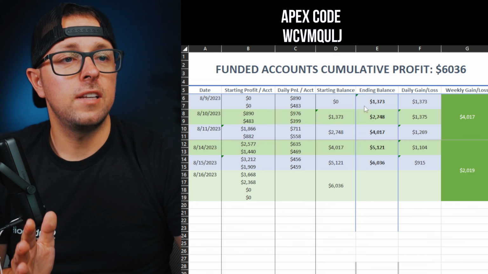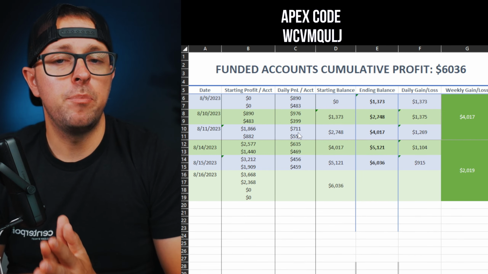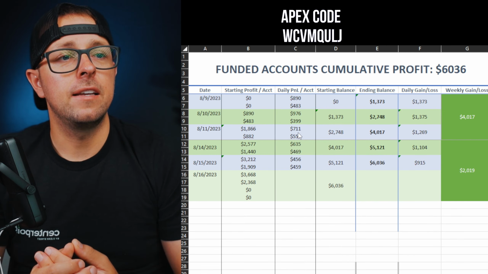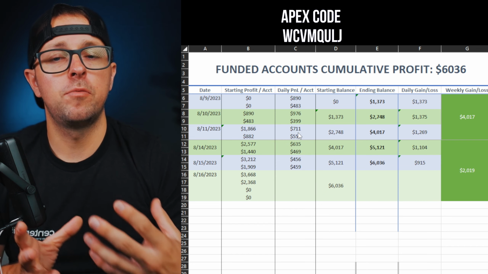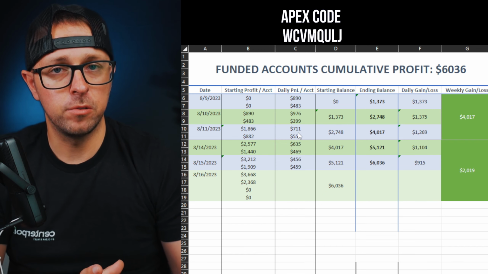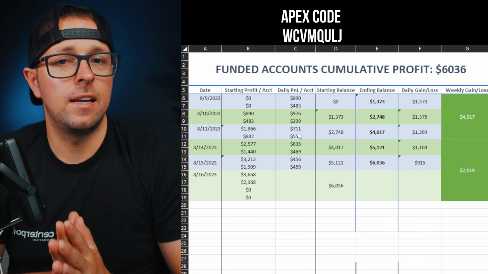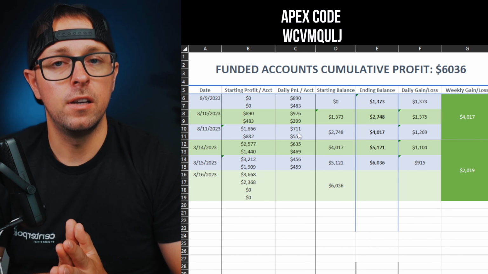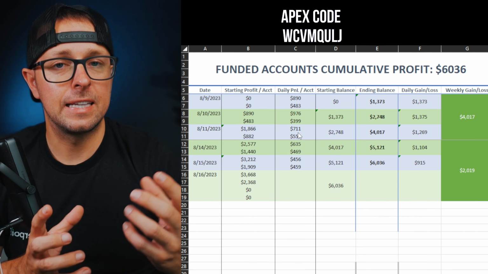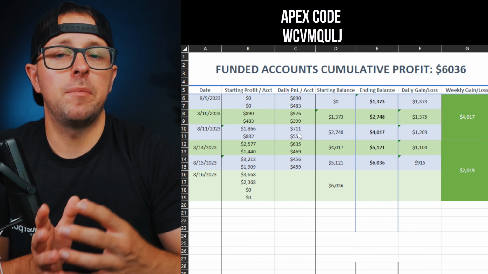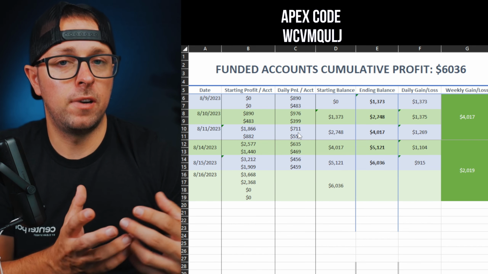All right, so this is a very simple spreadsheet. I import everything manually and it just calculates the cumulative profit in my funded accounts. So it takes all my funded accounts, I import the data, the balances, and then I come up with the cumulative profit. What is the cumulative profit exactly? That is the profit I am able to eventually withdraw from my funded accounts.